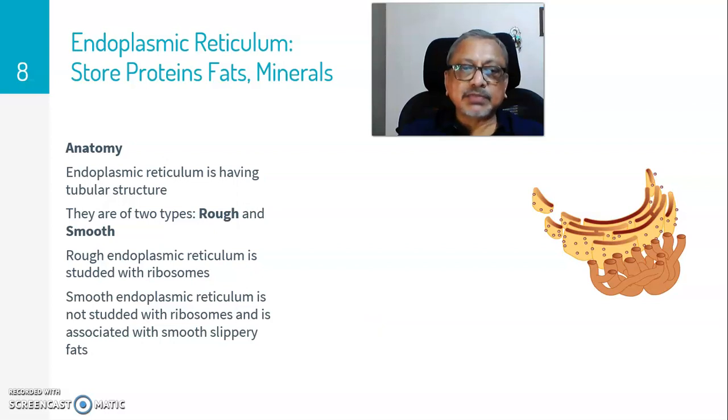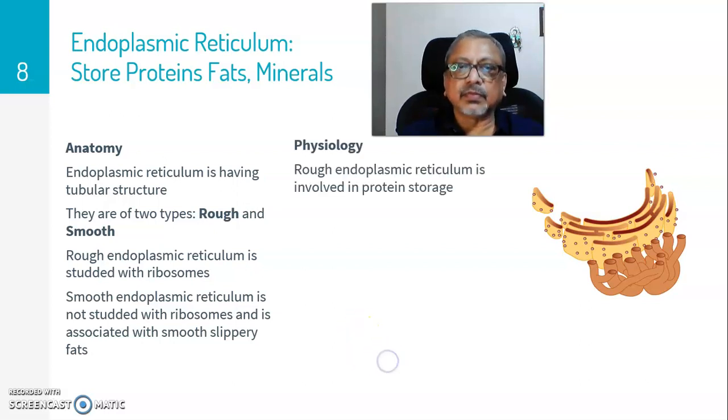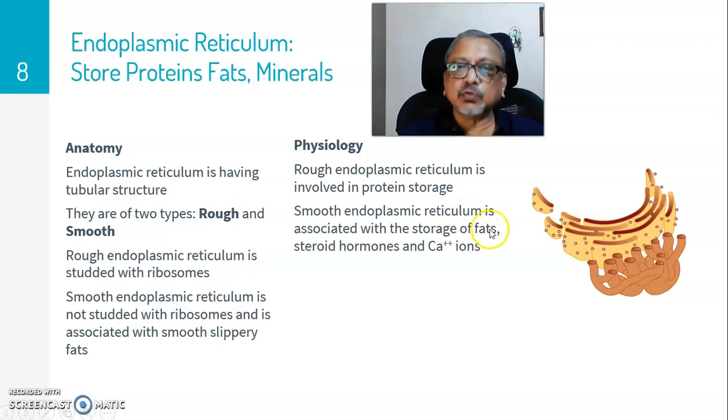And smooth endoplasmic reticulum is not studded with ribosomes and it is associated with the smooth and slippery fats. So, rough endoplasmic reticulum is involved in protein storage. Smooth endoplasmic reticulum stores fat, steroid hormone as well as calcium ions.